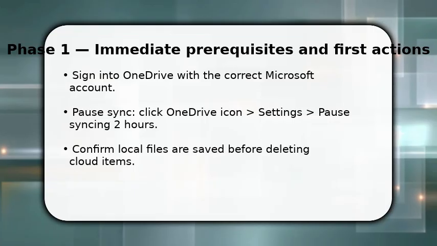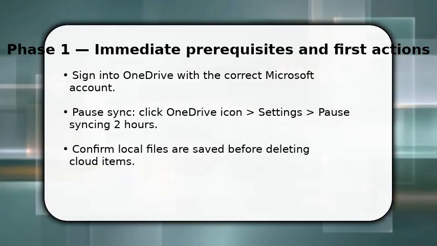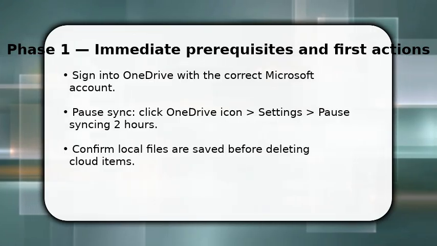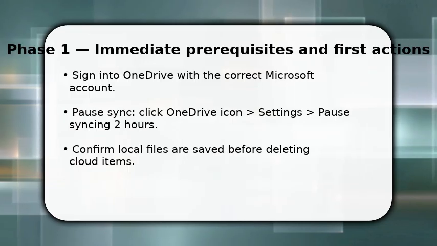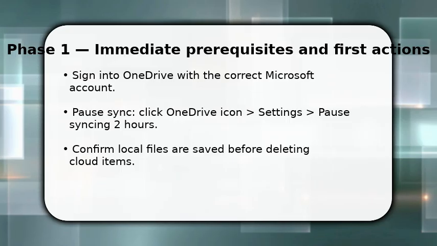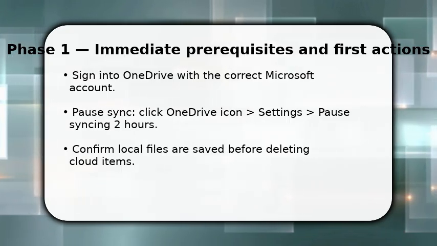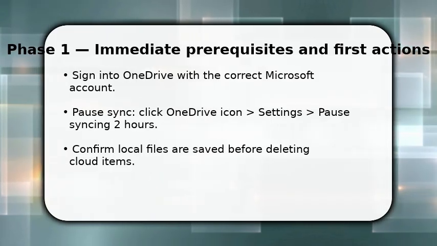You start by signing into the OneDrive account you intend to clear. Make sure it's the right Microsoft ID. Next, pause syncing from the OneDrive system tray icon so changes don't immediately propagate to devices. Once done, verify crucial local files are saved elsewhere, because deletions in the cloud remove linked copies.